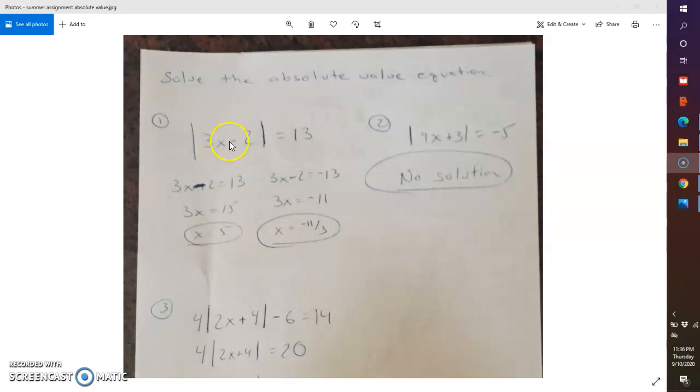3 times 5 is 15. 15 minus 2 is 13. The absolute value of 13 is 13. Negative 11 thirds times 3 is negative 11. Negative 11 minus 2 is negative 13. And the absolute value of negative 13 is 13.